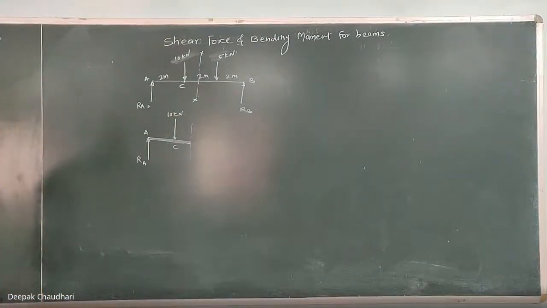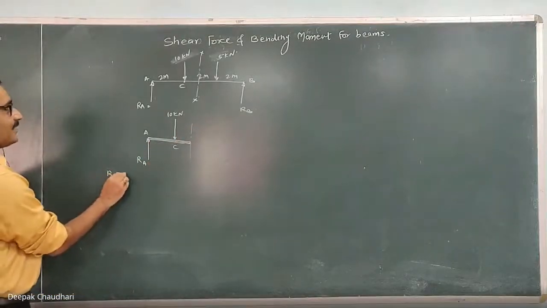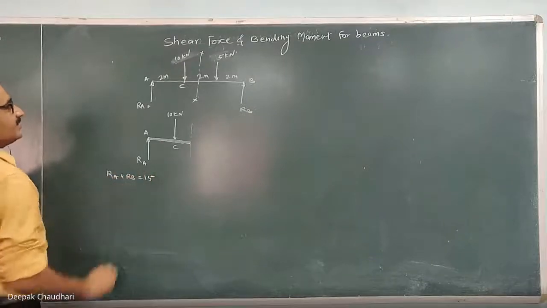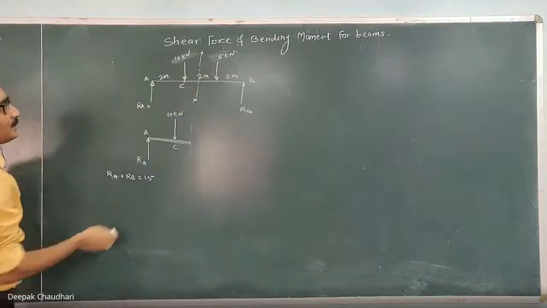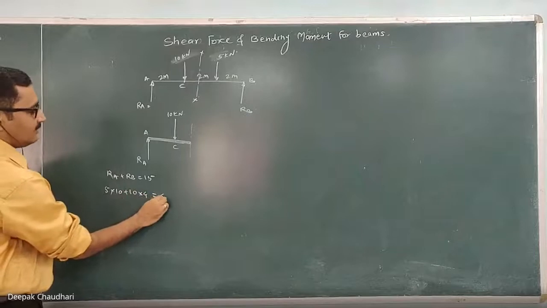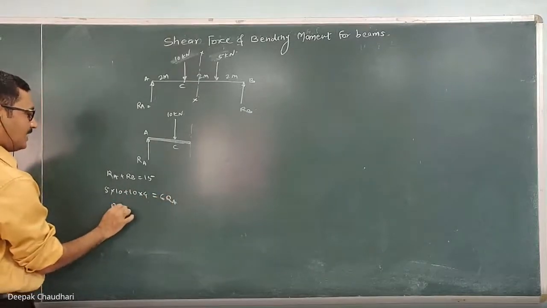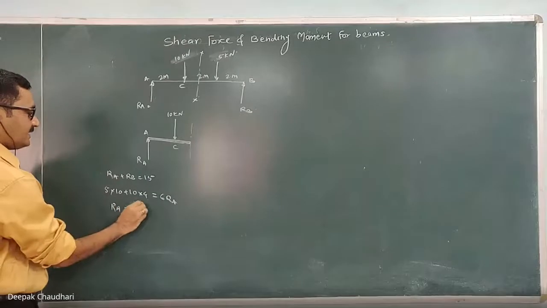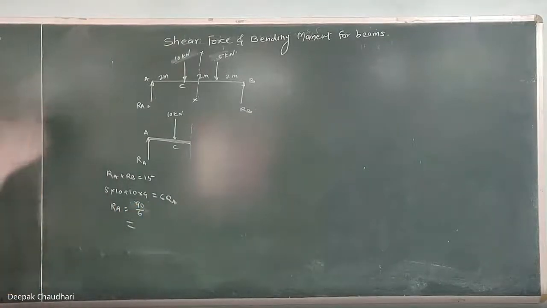Can anybody tell me how much RA and RB are? Here, RA plus RB equals 15, summation of Fy equal to 0. If I take the moment at point B, then 5 into 2 plus 10 into 4 equals 6 RA. So RA equals 50 plus 40, 90, divided by 6. How much is that? Tell me how much that is. Unmute yourself and tell me the answer. 15.